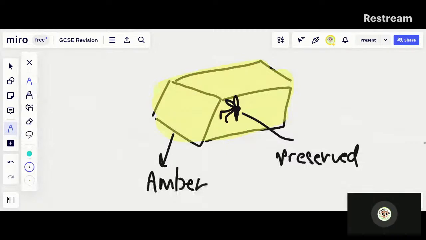And you also see this happening in glaciers where it's too cold for microorganisms to decay, and also in peat bogs where it's too acidic for things to decay.